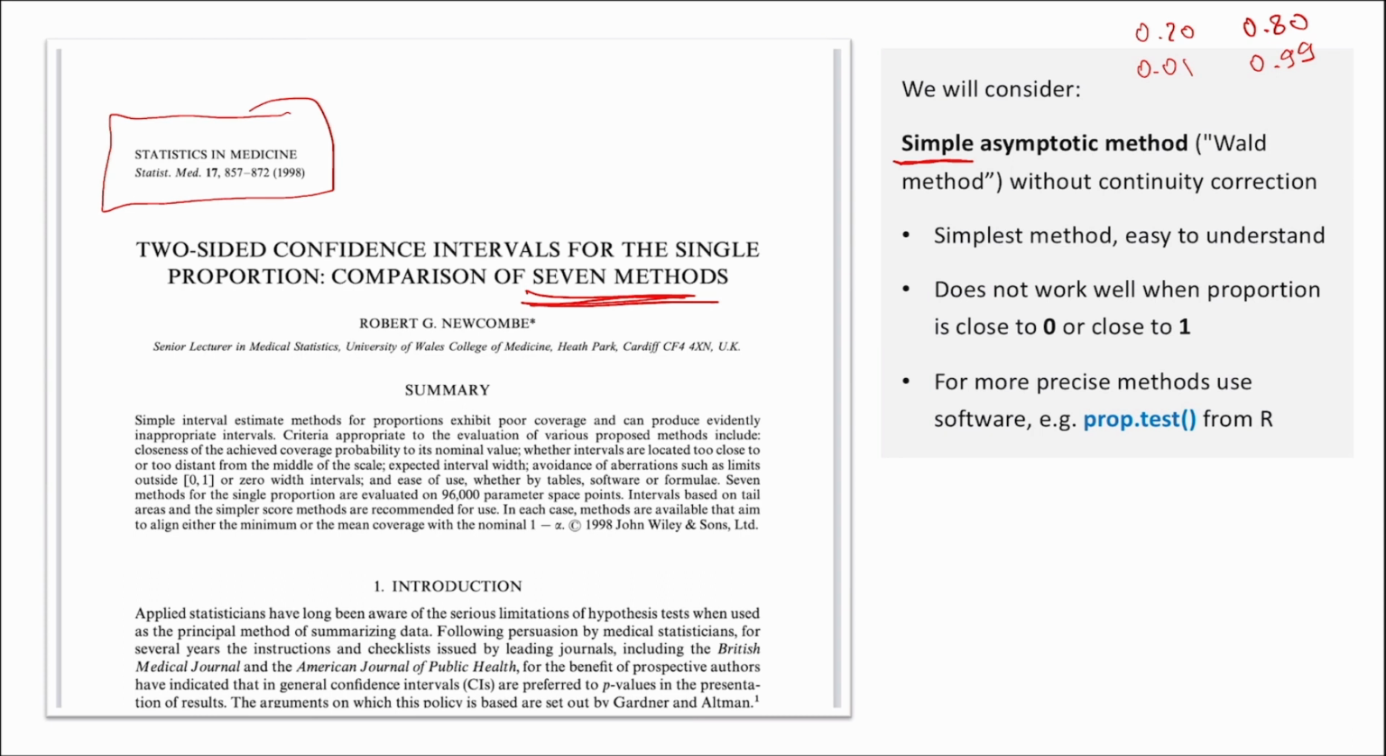So therefore, let's learn how this simple method works. We will learn everything based on the simple method, but if you want to use a little bit more robust, a little bit more reliable method, simply use software. It's very rare that you compute your statistics manually. For example, prop.test is a function in R that computes confidence intervals and makes a proportion test, providing one of these more reliable methods. Okay, but the theory I will explain using a simple method.